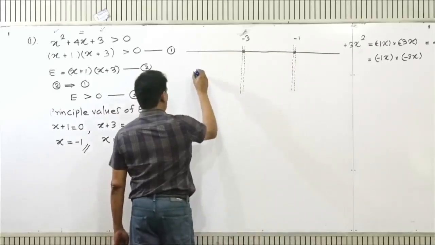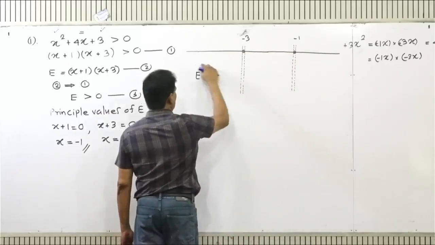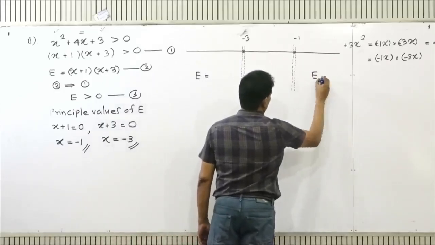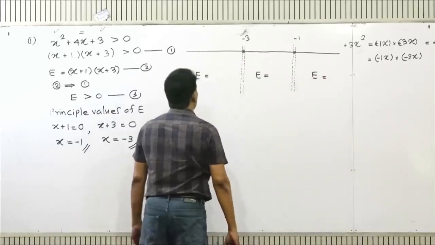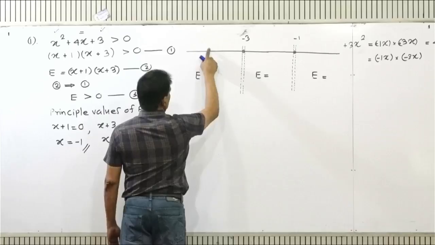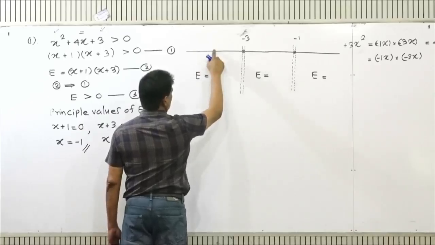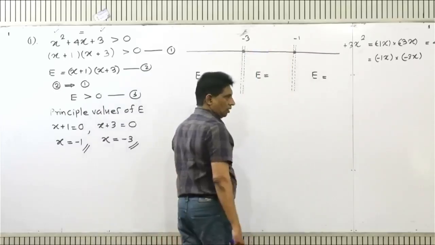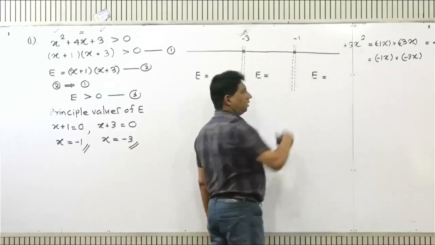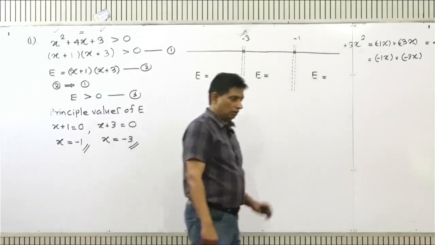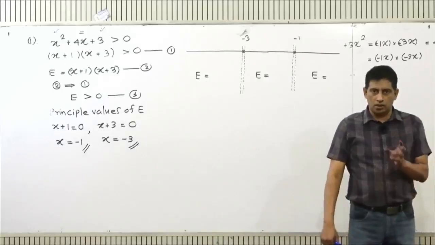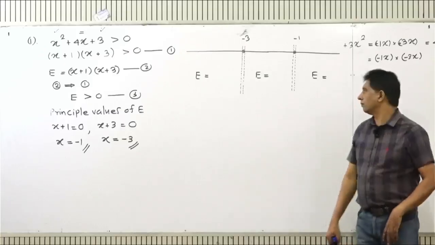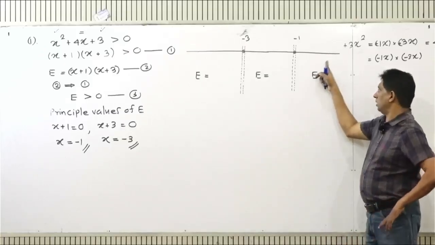Now there are three areas. Now we have to find the sign of E in this area, this area, and this area. This area means values less than minus 3. This area has values greater than minus 3 and less than minus 1. This area has values greater than minus 1. Now what do we have to do? We have to find the sign of E in any one area. Let's find the sign of E in this area.